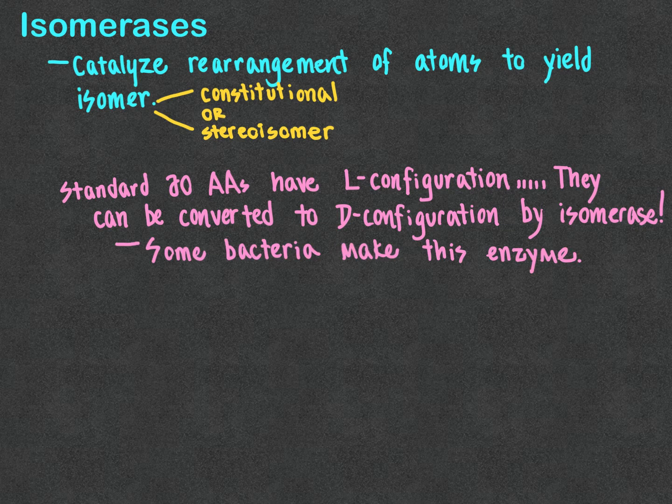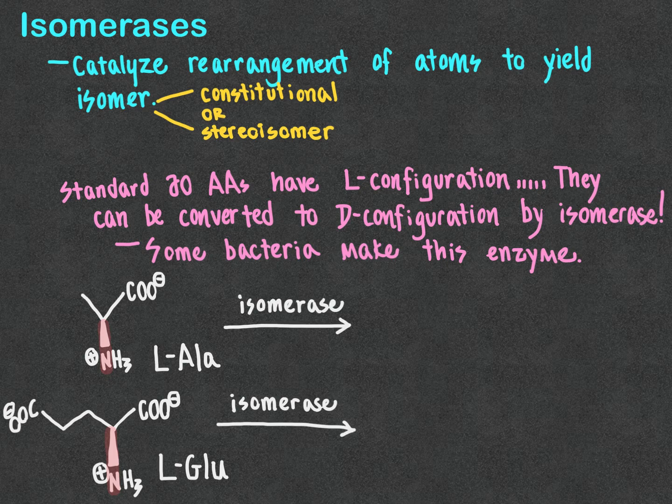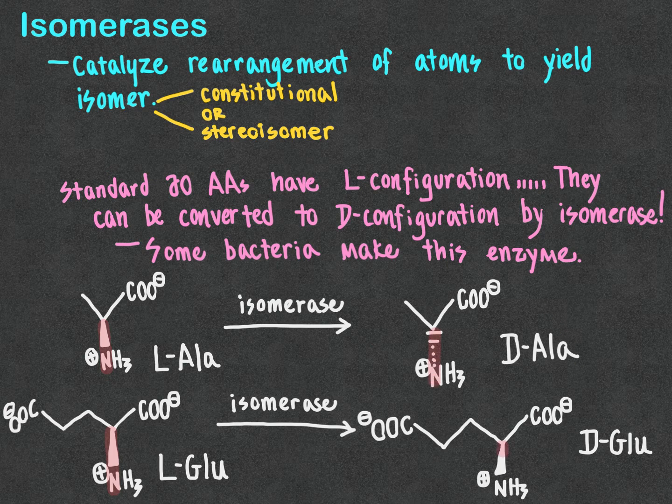In particular, bacteria that produce a peptidoglycan cell wall, in other words, gram-positive bacteria, will frequently have enzymes that convert L-alanine and L-glutamate into their D stereoisomers, in other words, D-alanine and D-glutamate. These D configuration amino acids are what enable cross-linking of different structures within the peptidoglycan cell wall to give the cell wall its rigid structure.